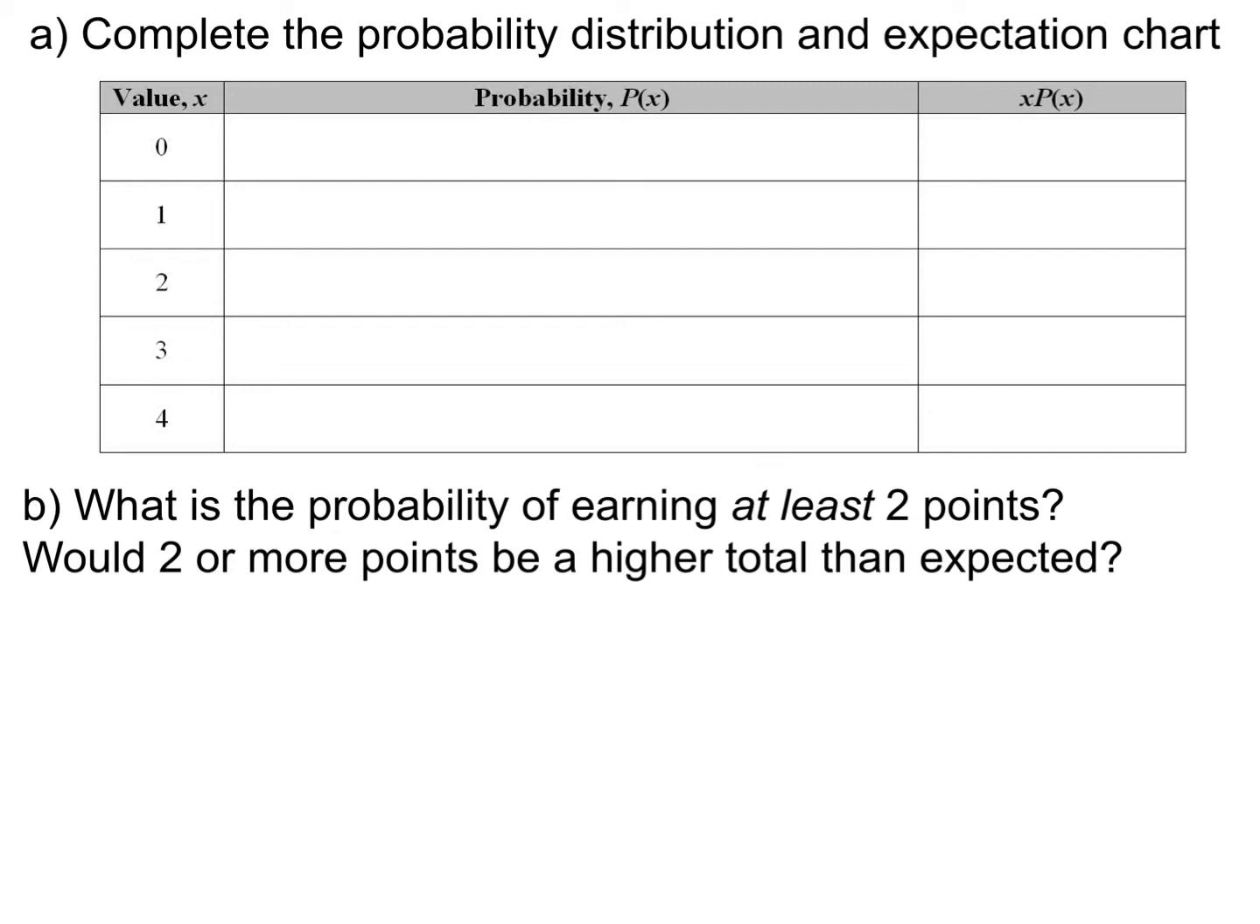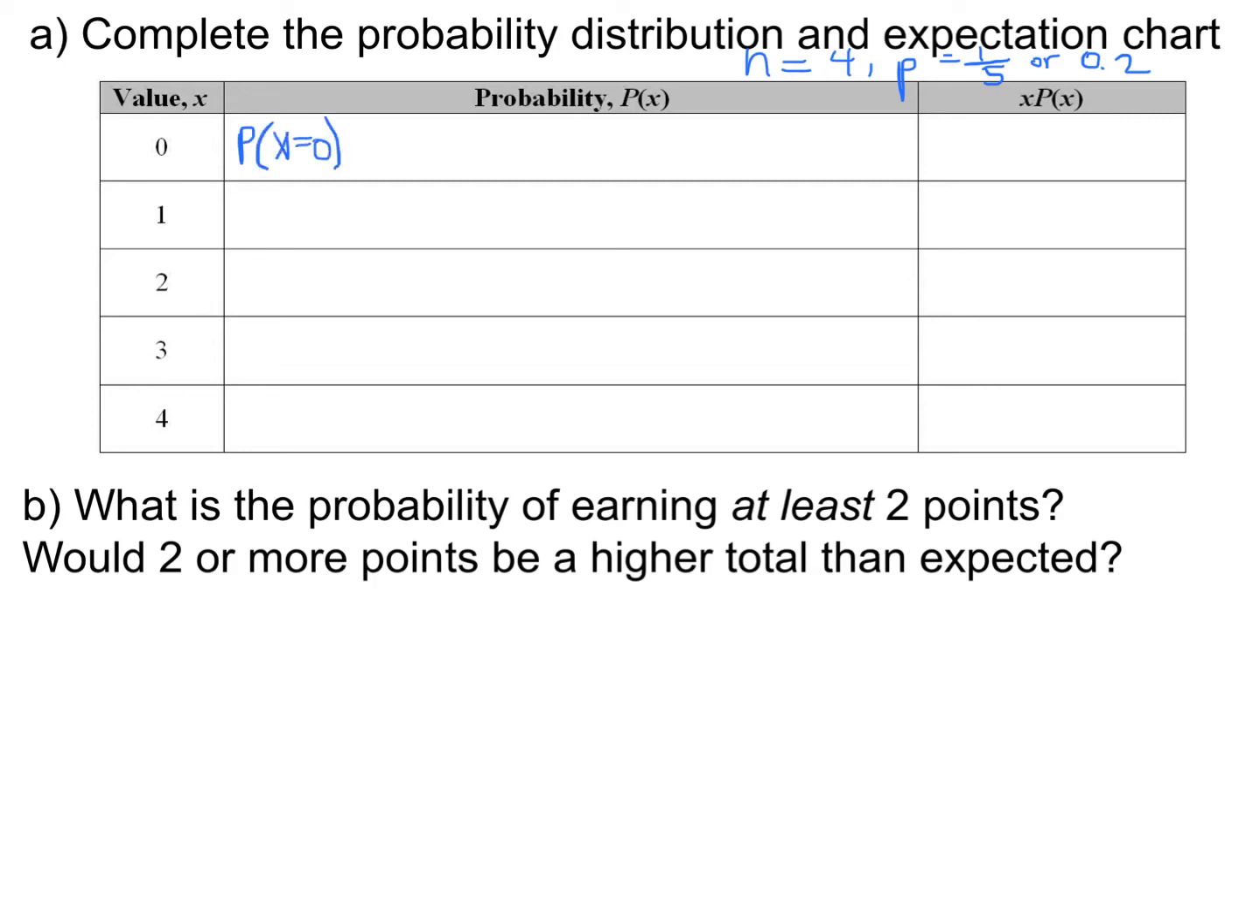Okay, let's fill this in together. Well, you've done it already. So n, just a little side note here. The n should be 4 because there's 4 draws. And because there's a 1 in 5 chance of winning, the probability would be 1 in 5. Or you can think about it as 0.2. It doesn't really matter.